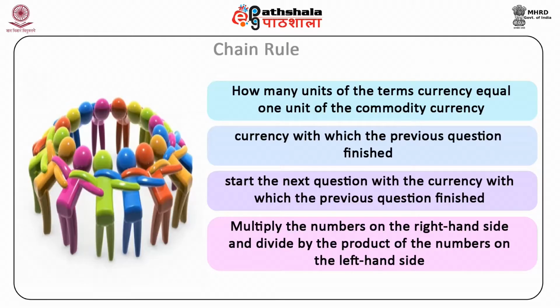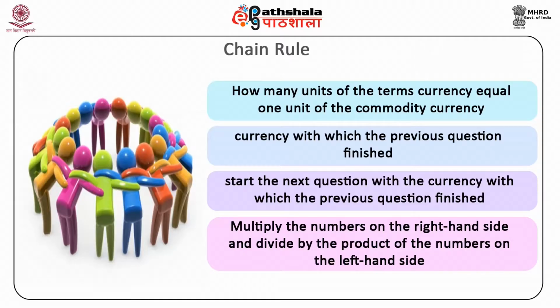Now, in our example 3, we can calculate the cross rate by using the chain rule. How many yen is equal to 1 Hong Kong dollar? 7.8 Hong Kong dollar is equal to 1 US dollar, and 1 US dollar is equal to 100 yen. 1 Hong Kong dollar is equal to 1 times 1 times 100 divided by 7.8 times 1 yen, which is equal to 12.82 yen.